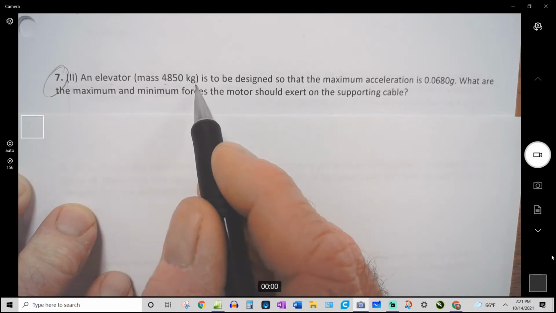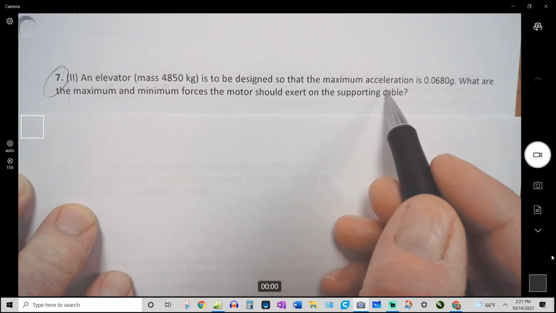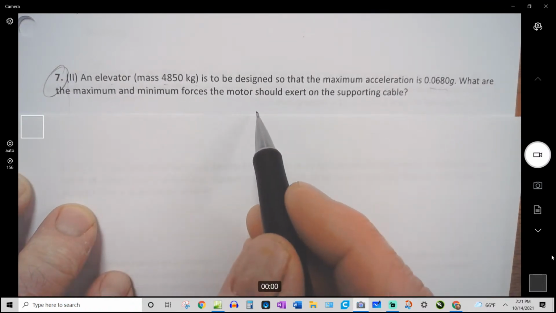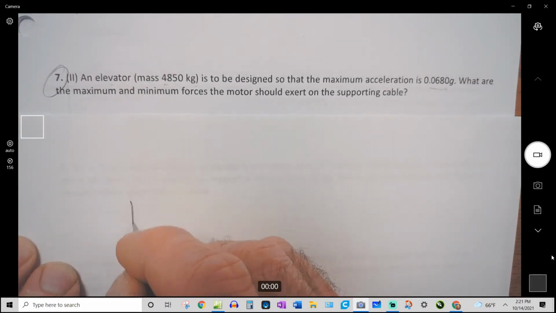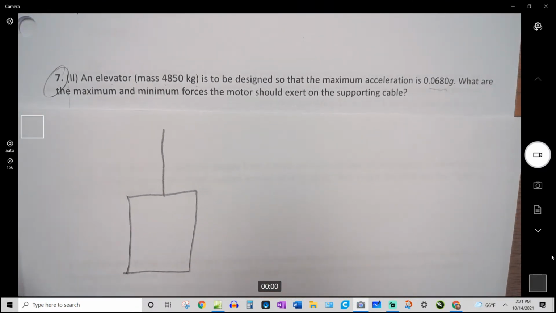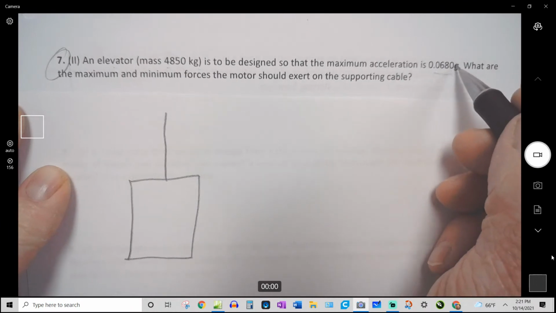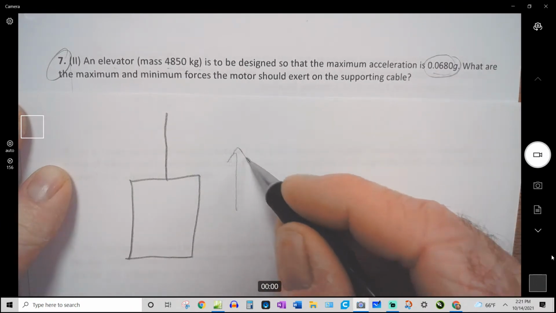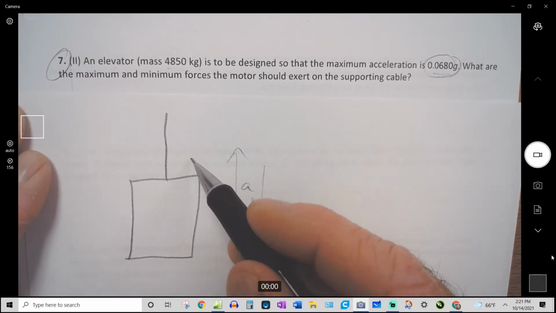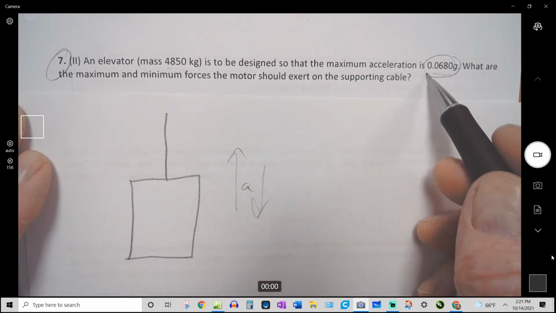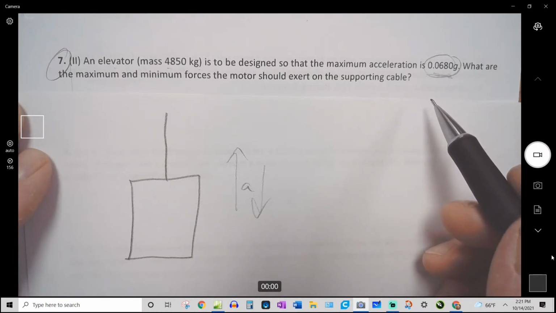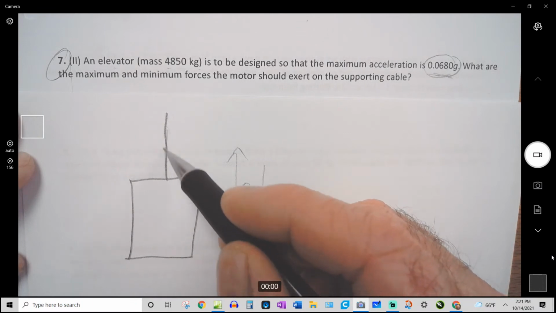So there's an elevator. We're given the mass. It's designed so that the maximum acceleration is 0.068 g. What are the maximum and minimum forces the motor should exert on the supporting cable? I'll draw my picture. Here's the supporting cable. What I didn't really understand about this problem when I first read it is this acceleration could be upward acceleration or it could be downward acceleration. So at times the elevator is going to accelerate upward this fast, and at times it's going to accelerate downward that fast. So when do you think this cable would have more force on it?